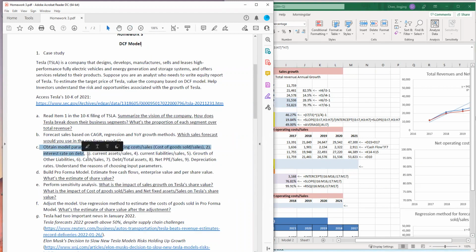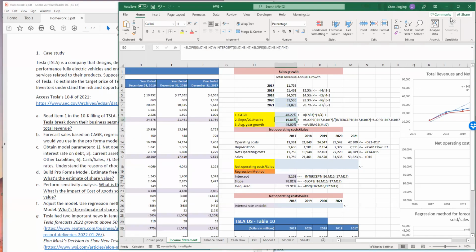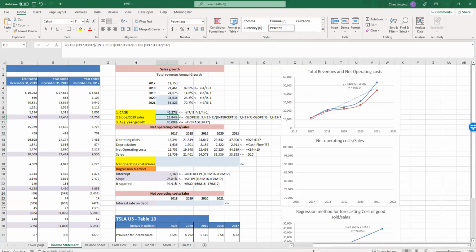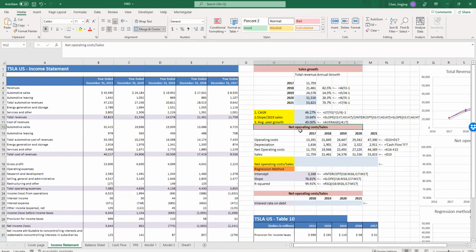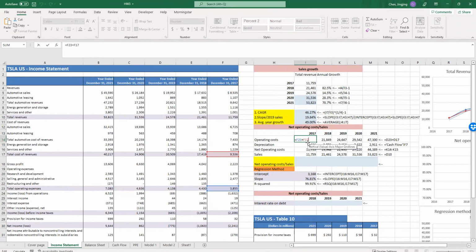And then for question C, we're going to keep on calculating some parameters. There are 9 different parameters. Okay, we can start working on them. For net operating cost over sales, we first need to graph the operating cost over sales. It's actually from here. The operating cost is the cost related to operations directly.